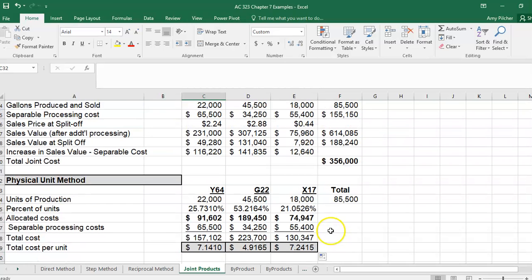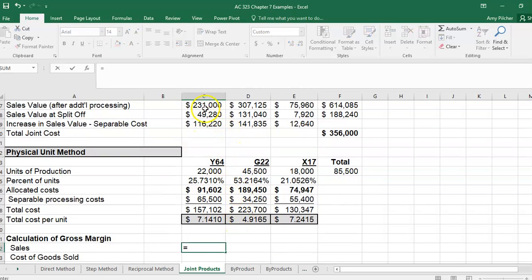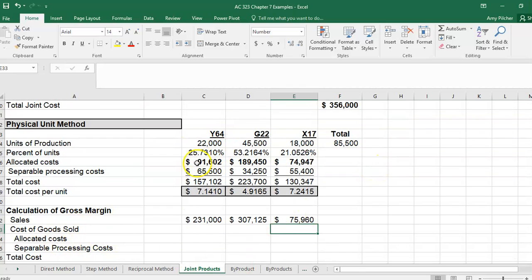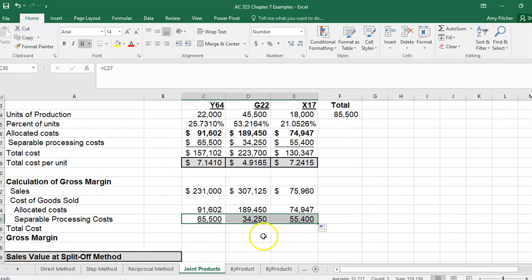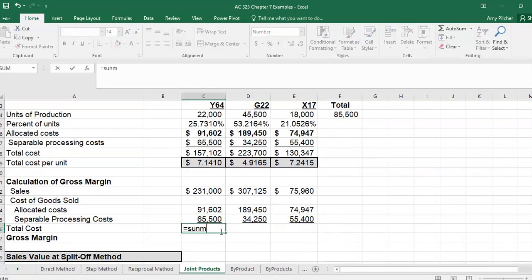So we have our total sales, 231,000. We'll look at our sales for each product versus our cost of goods sold, which we calculated here. Our allocated cost, and our separable costs. Add those together to get our total costs.